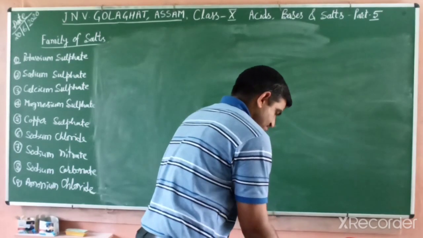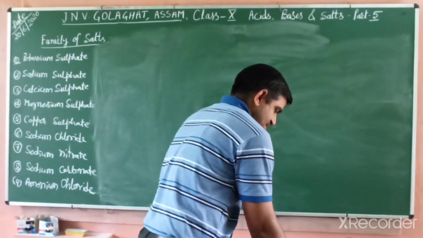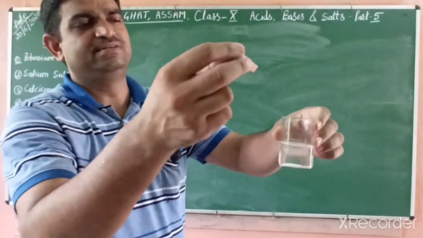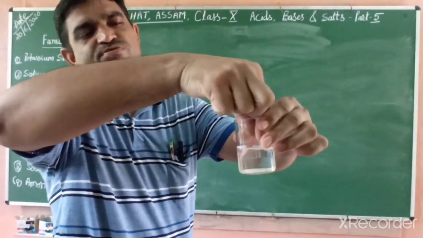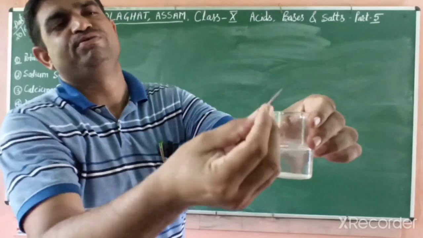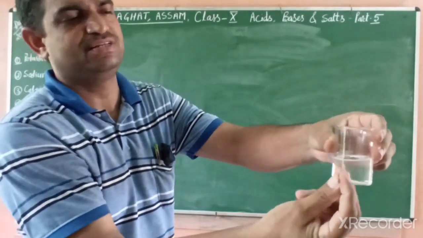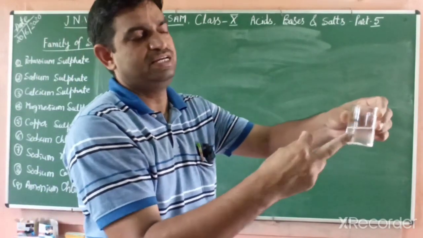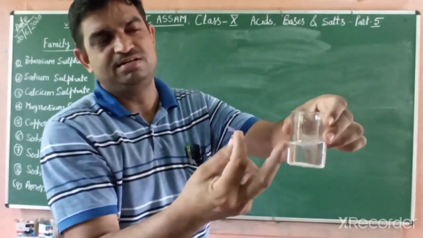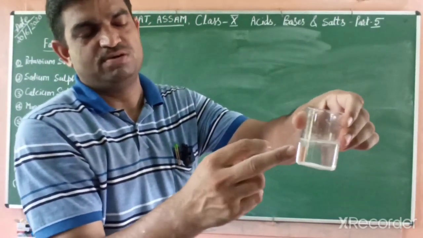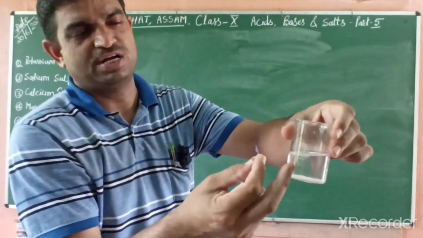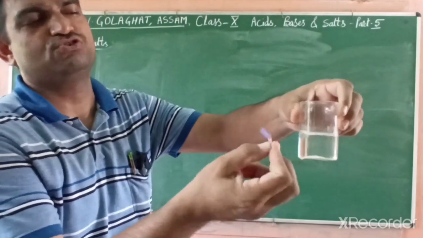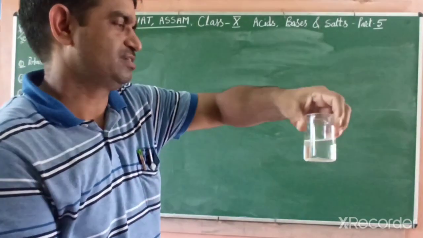And again we want to confirm by red litmus. By red litmus, when we dip it, it changes into blue litmus. This confirms this salt is a basic salt. Why? Because it is made by sodium hydroxide and carbonic acid, so strong base, weak acid. So this salt is a basic salt.